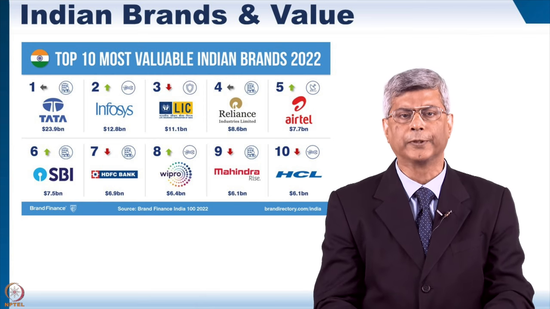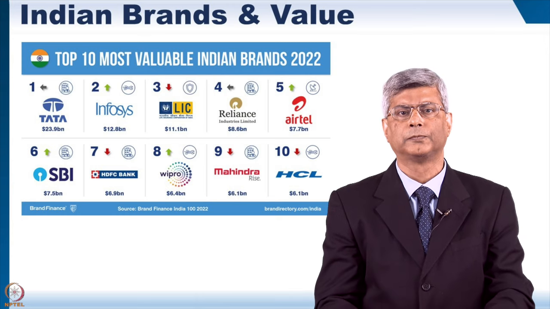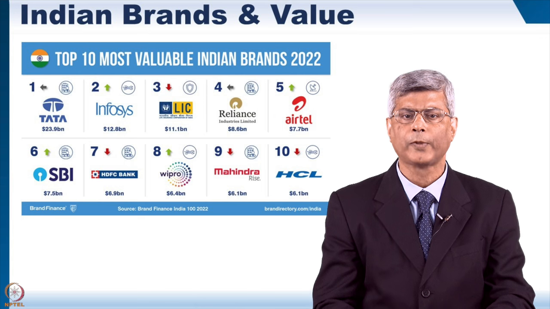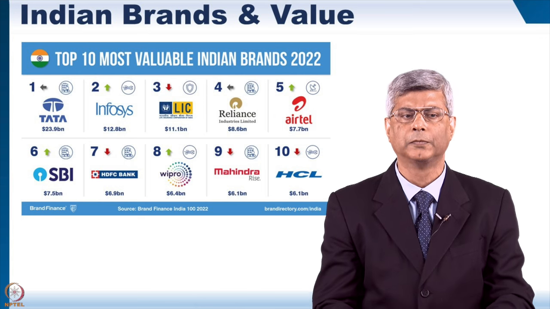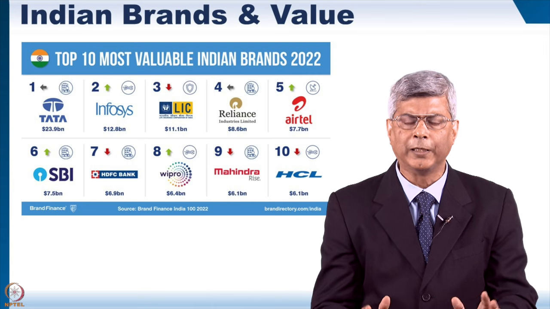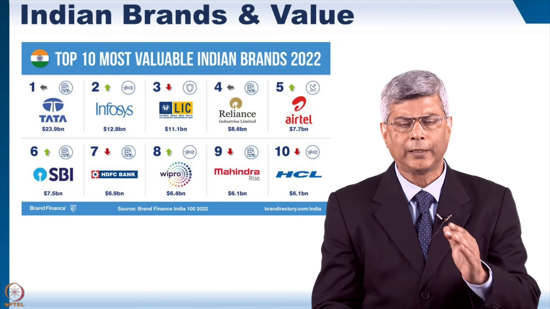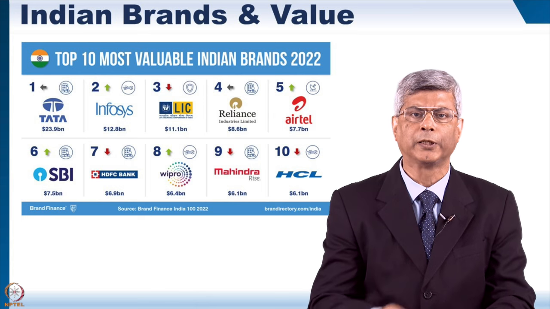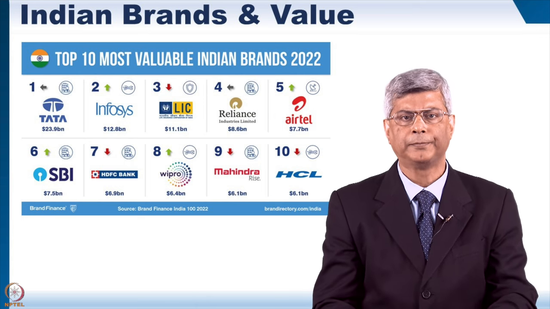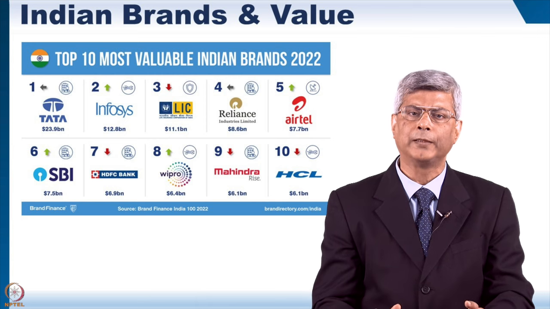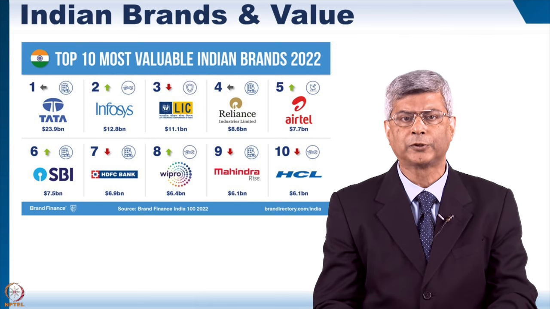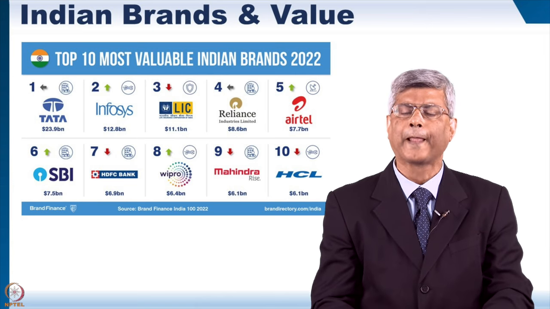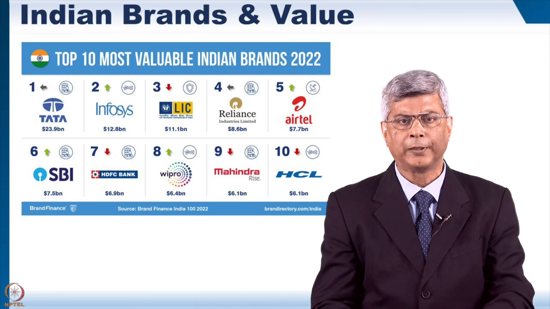LIC for life insurance, Reliance, a whole bunch of products from Reliance, including Jio, Airtel, and then if you go down the list, SBI. Many of you will be banking with State Bank or HDFC Bank. Wipro is a B2B brand. Companies who buy Wipro solutions trust Wipro. Mahindra is an SUV brand, passenger vehicle brand, and tractors brand. So farmers trust Mahindra tractors. And that's why they can command a premium. And then we've got HCL. So these are valuable Indian brands.